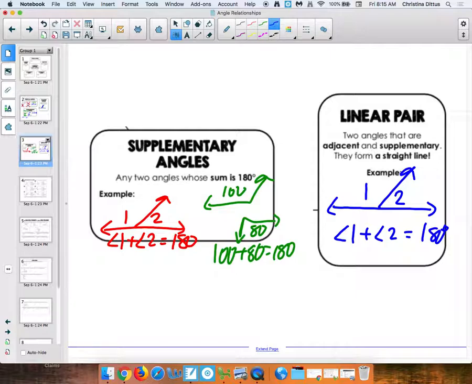So if you have this example, this can be a linear pair and a supplementary angle and adjacent angles. Okay, linear pair is like the most specific part of the angles that we deal with. Okay. Questions on the names? You guys heard of supplementary before? No. Okay. Alright, if you flip to the back side.